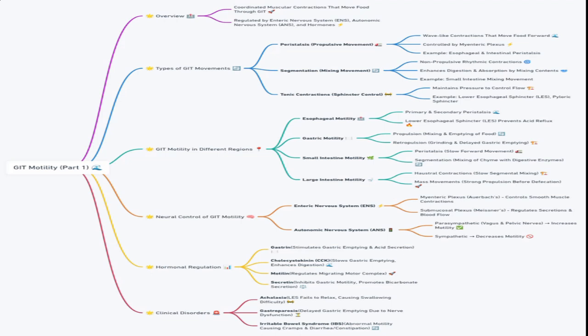Alright, so that's it for part 1 of GIT motility. We continue with the part 2 mind maps later.